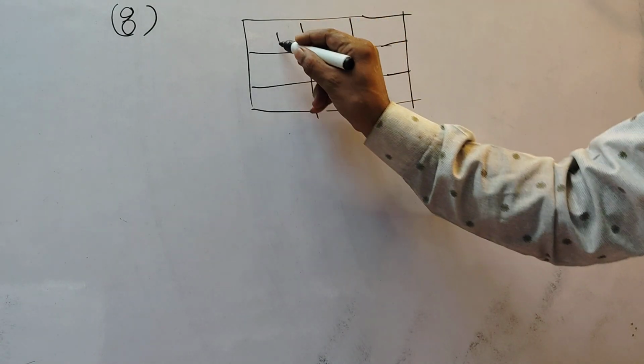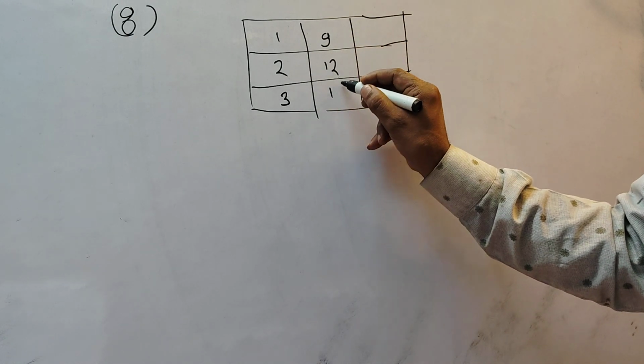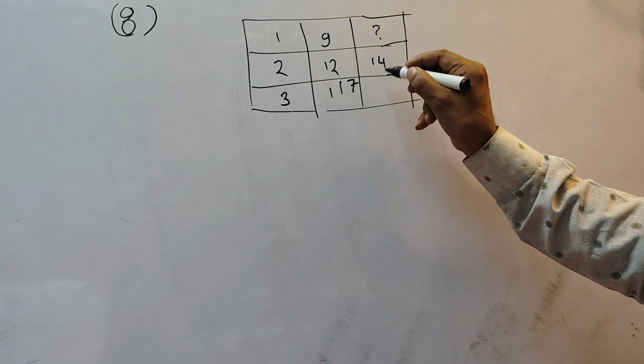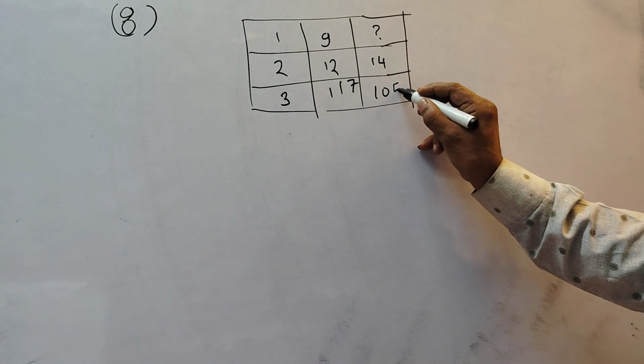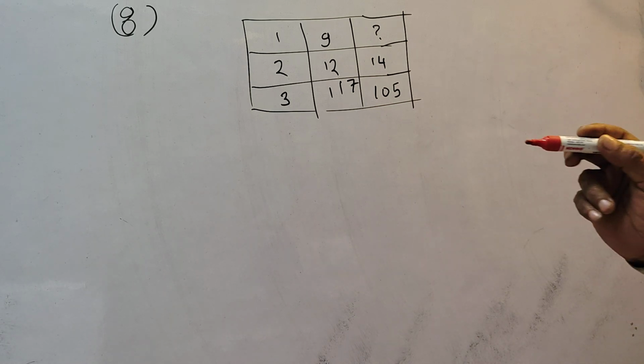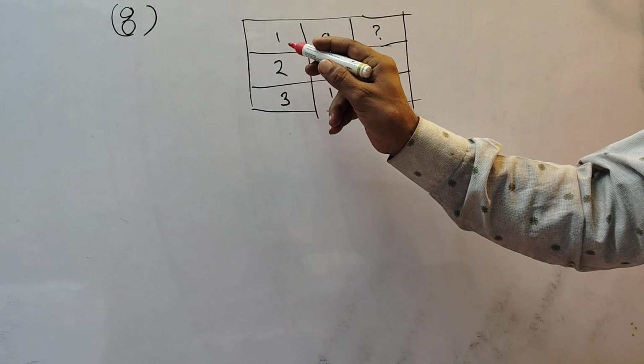In this table: 1, 2, 3, 9, 12, 117, question mark, 14, 105. So we can say, in the 8th one, you can see 1 multiply, there is a 2.